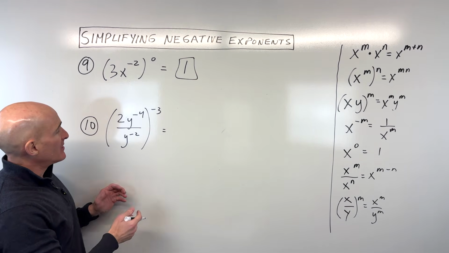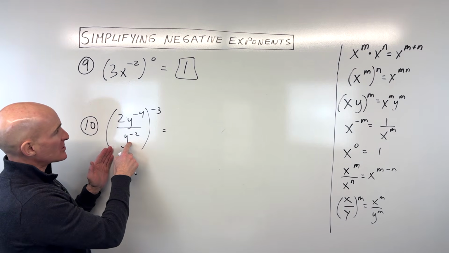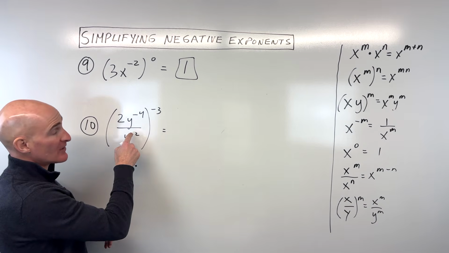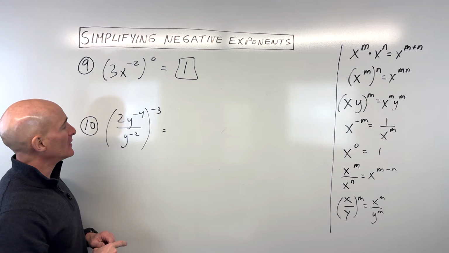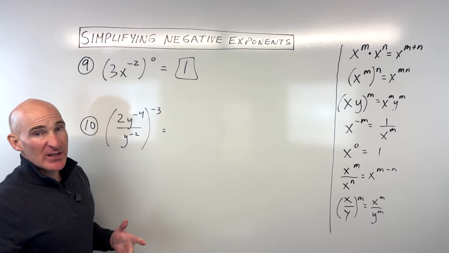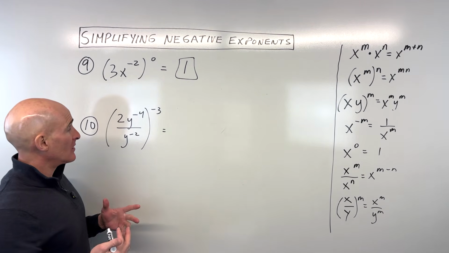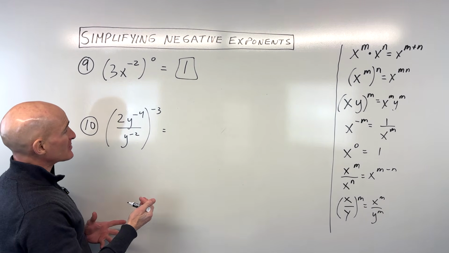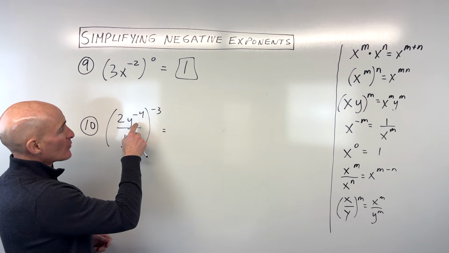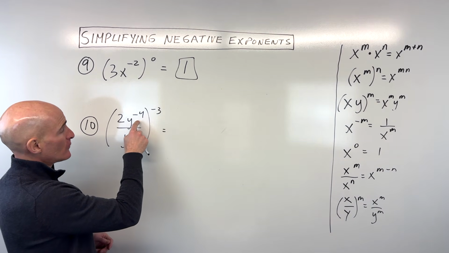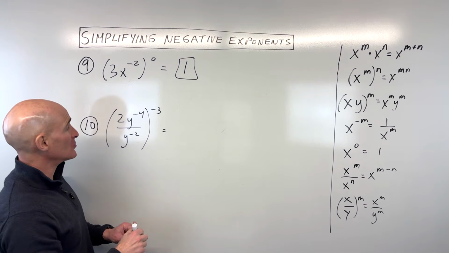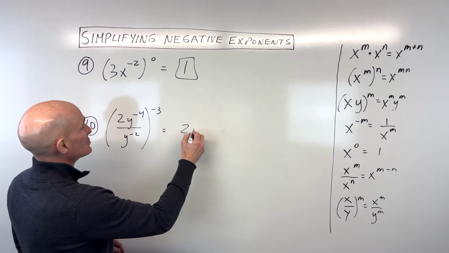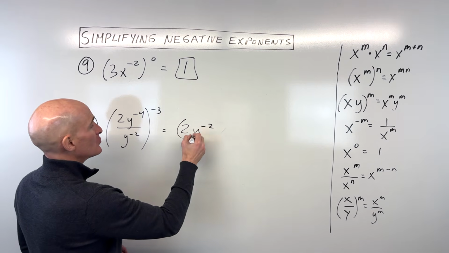Now for number 10, we've got a few things going on here. We have this fraction, we have this negative exponent, we have some negative exponents inside. How would you solve this one? How would you simplify it down? Well, there's a couple different ways to do this, and there's definitely a wrong way to do it, but you have some options. So when we divide, remember we subtract the exponents. So negative 4 minus negative 2, that's like negative 4 plus a positive 2, which is going to give us 2y to the negative 2 power.